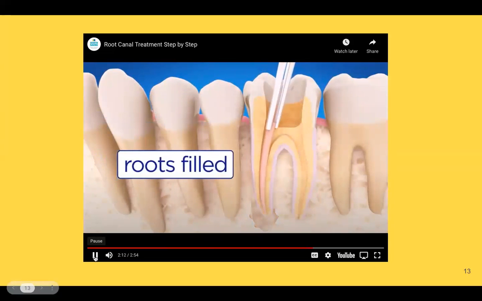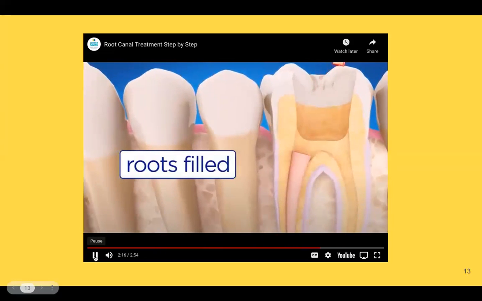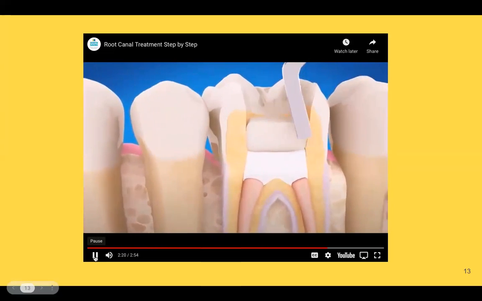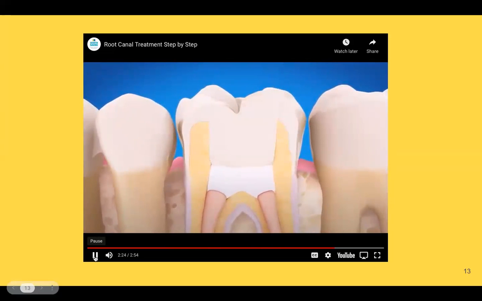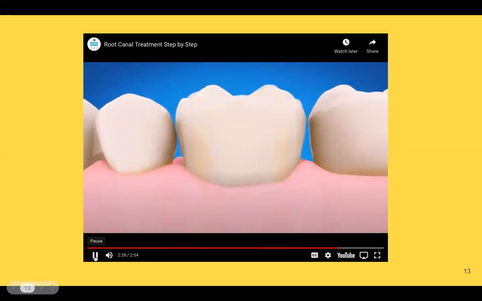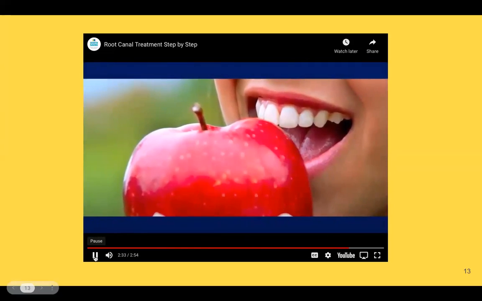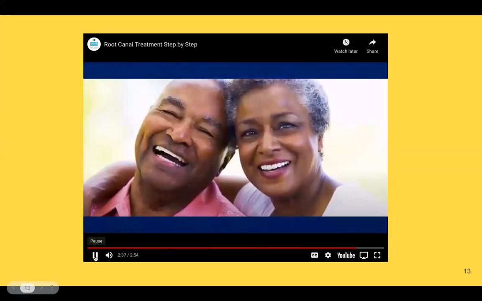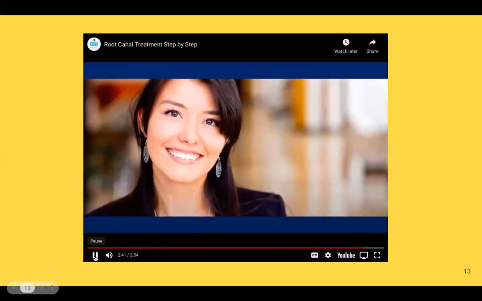After the space is cleaned and shaped, the endodontist fills and seals the root canals. In most cases, a temporary filling is placed to close the opening until you see your dentist. After your endodontist is finished, you must return to your dentist to have your tooth properly restored with a filling or crown. That protects the tooth and is important to ensure the success of your root canal treatment. A tooth that has had root canal treatment often lasts a lifetime, so you keep smiling with confidence.